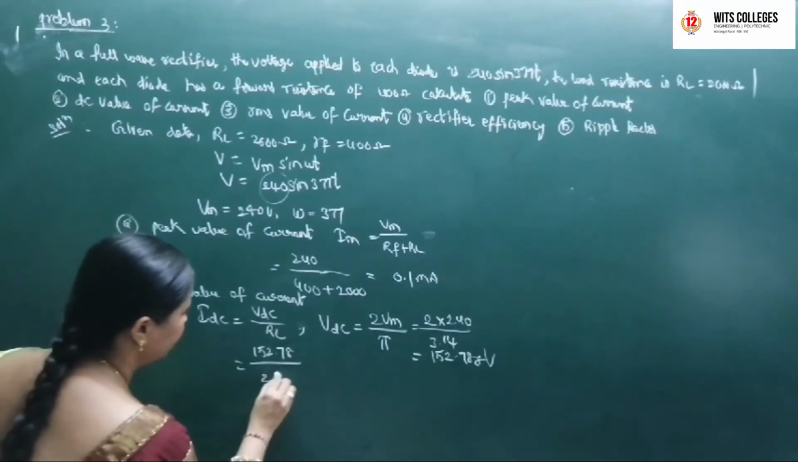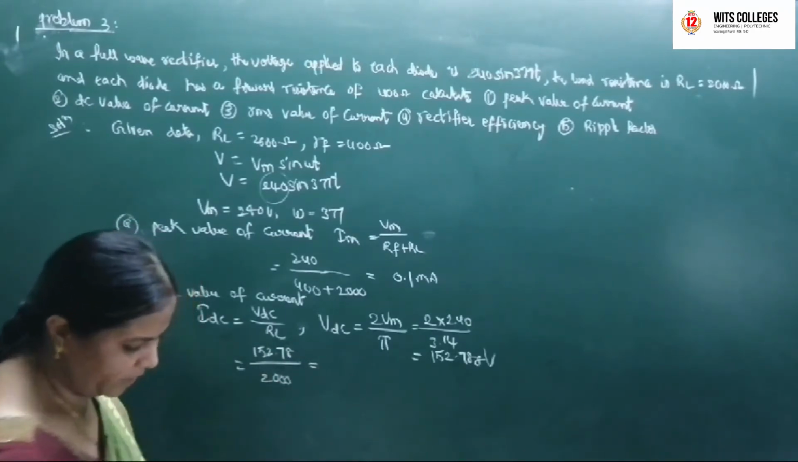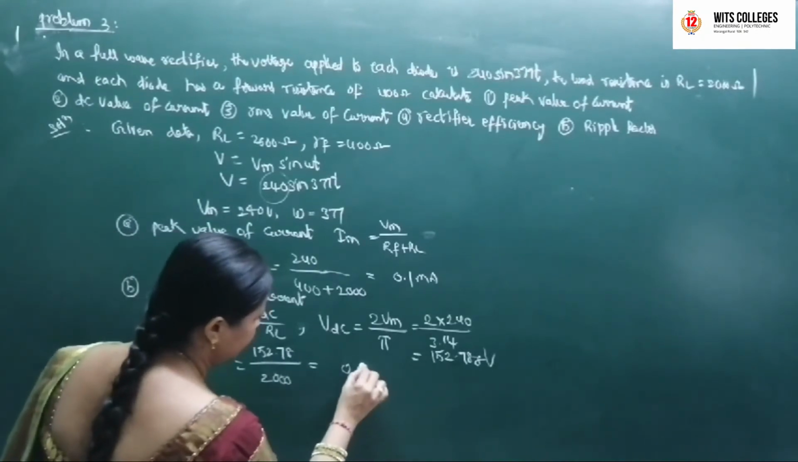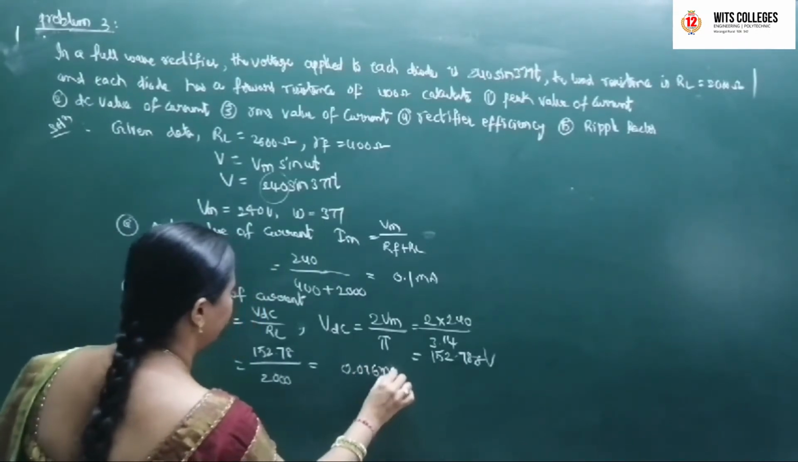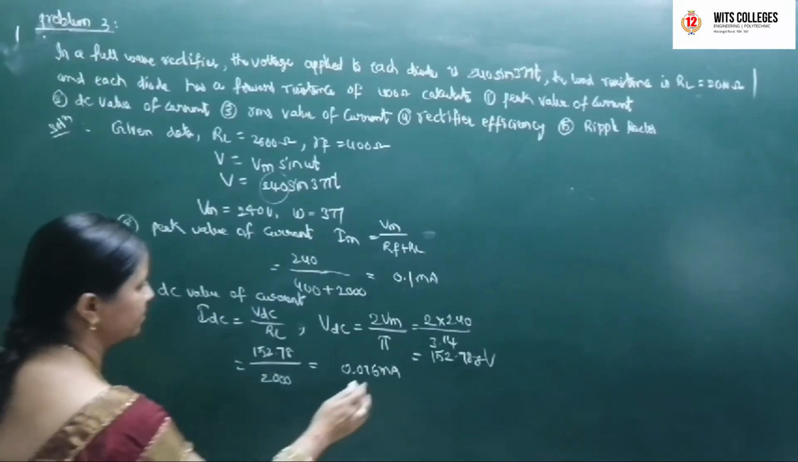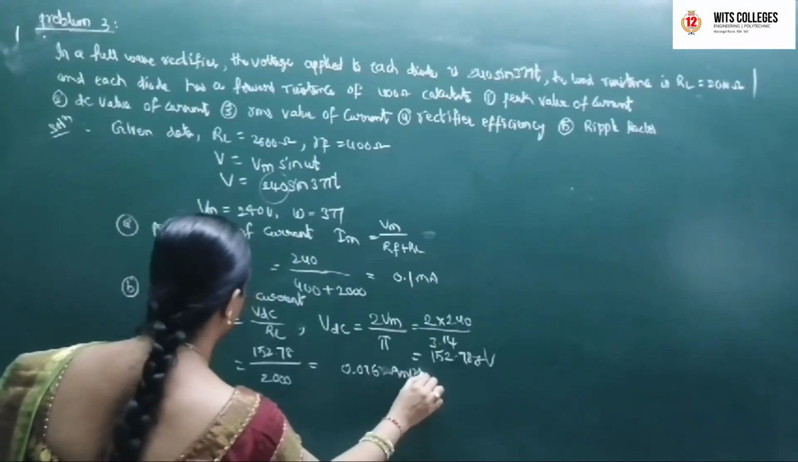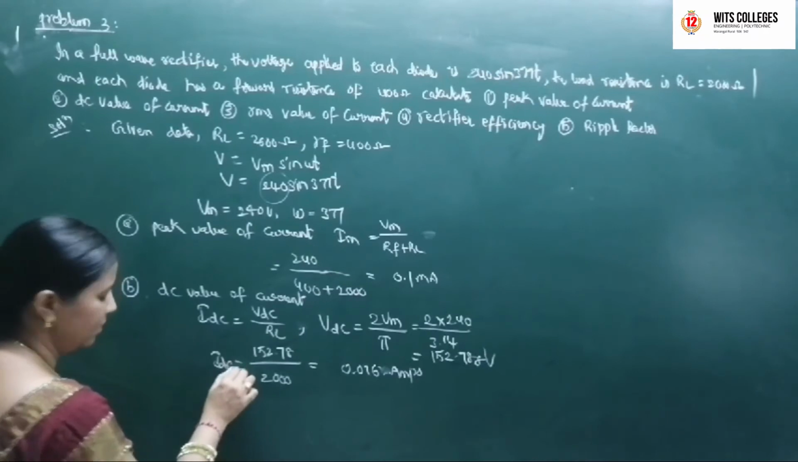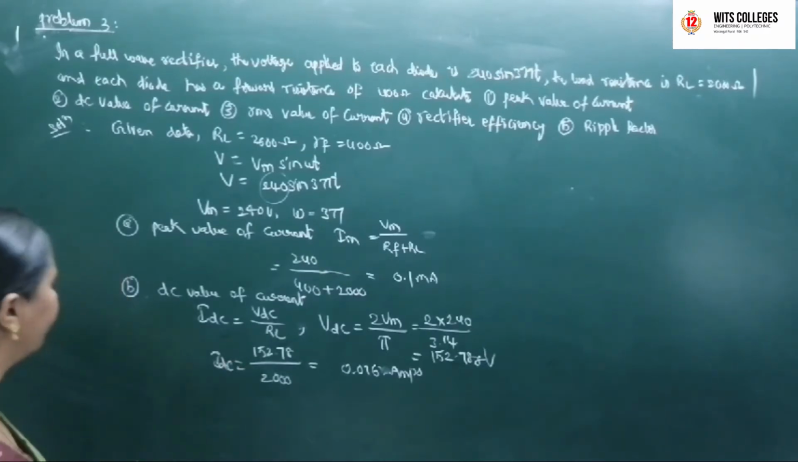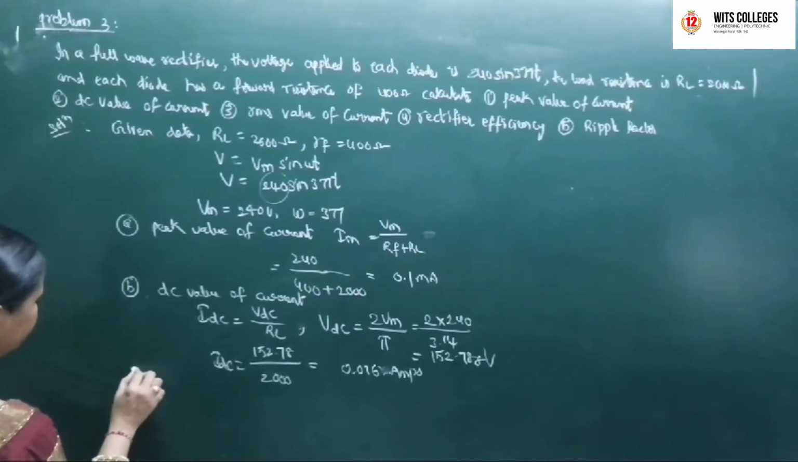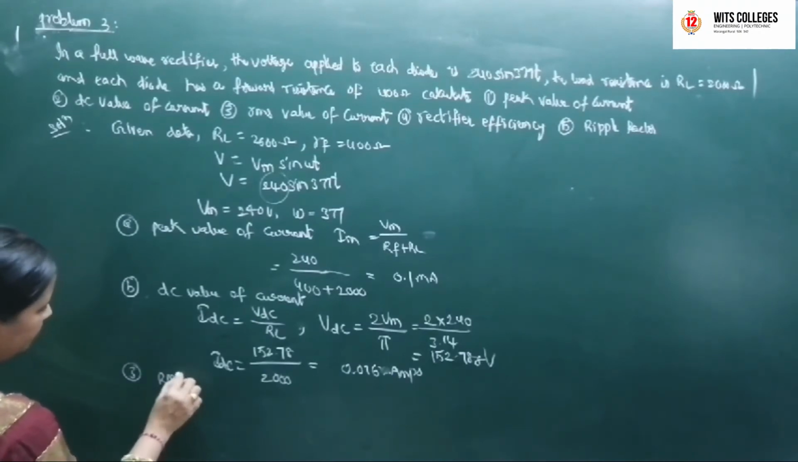So next we have to calculate IDC. VDC value is 152.78 by RL value is 2000. If you calculate this, you will get 0.076 milliamps. So this is the value of IDC.